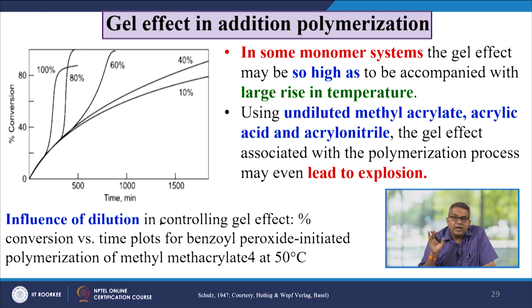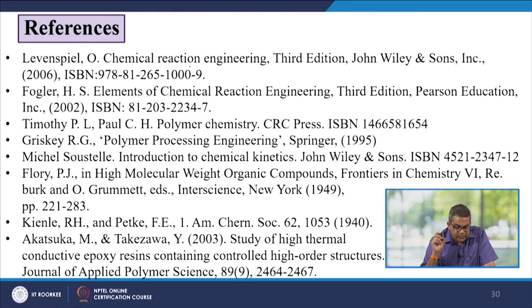Now, the influence of dilution in controlling the gel effect is shown in the percent conversion versus time plot given here. This is for the benzoyl peroxide initiated polymerization of methyl methacrylate at 50 degrees Celsius. You can see the effect in the different domains of the different concentrations.